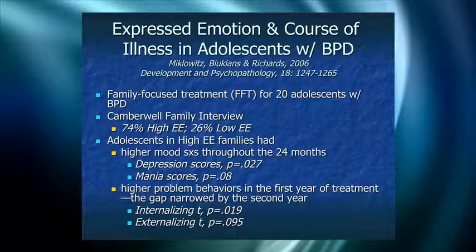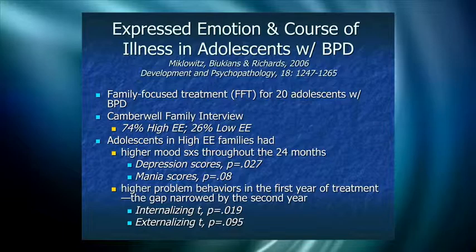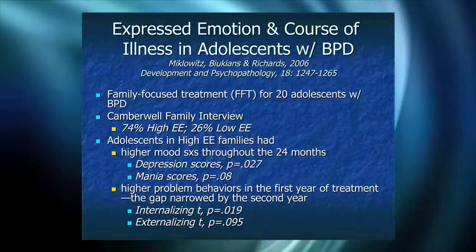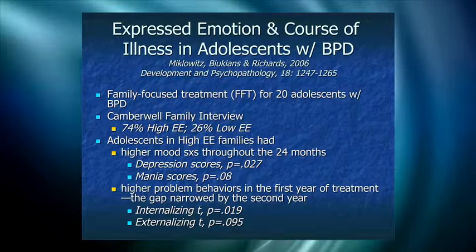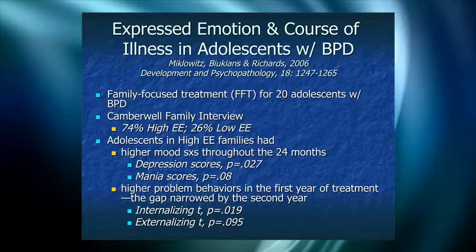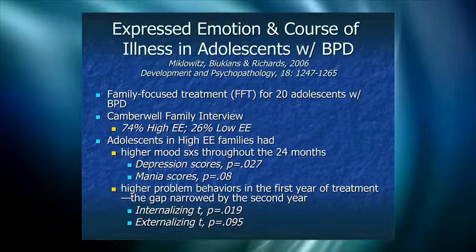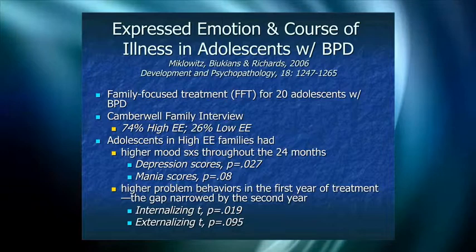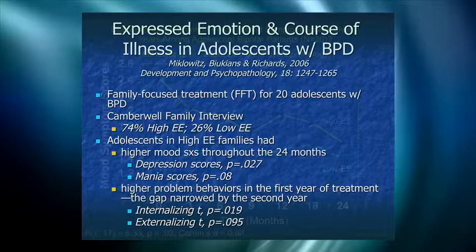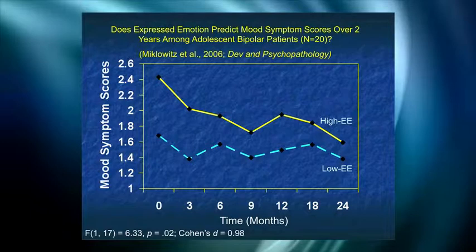What do we know about expressed emotion and course of illness in adolescents with bipolar disorder? Dr. Michlowitz has developed family-focused treatment, initially for adults, now with adolescents. In his study of 20 adolescents in an open-label trial, they used the Camberwell Family Interview, which is the gold standard for measuring expressed emotion. About three-quarters of their sample was classified as high EE, a quarter low EE. They found that the adolescents in the high EE families had higher mood symptoms throughout the 24 months that they followed these kids. They also had higher problem behaviors in the first year of treatment, and that gap started to narrow by the second year when they were getting treatment. And here you see that in a nice graph, the high EE in yellow and the low EE in the blue.